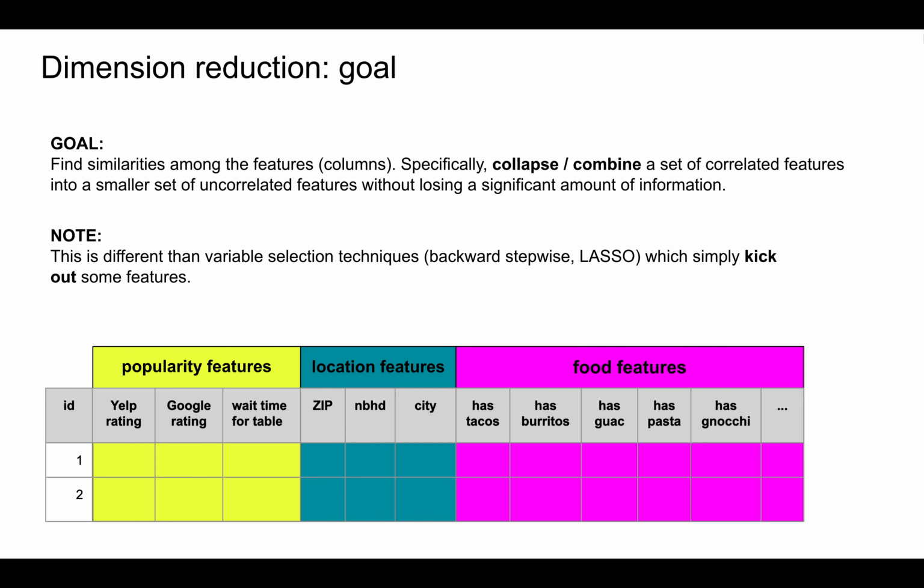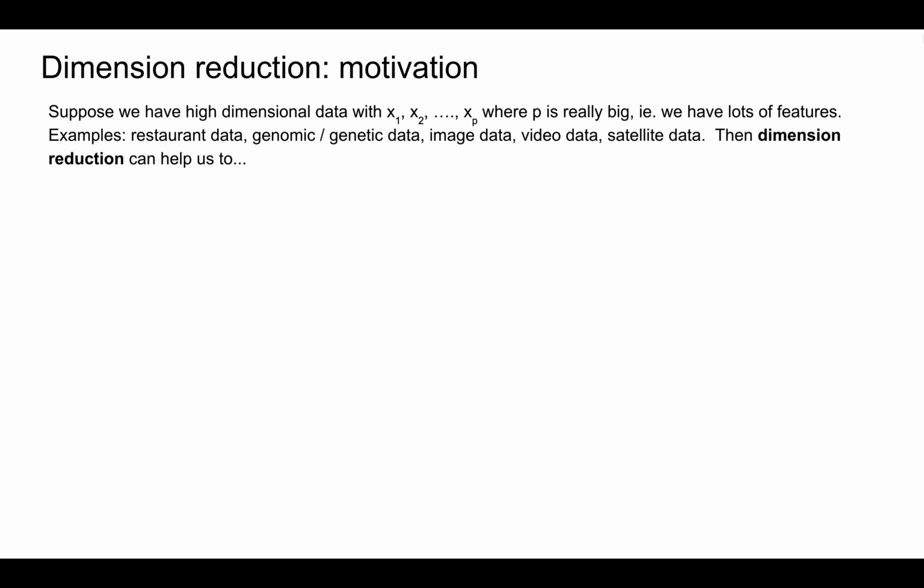Notice before moving on that this is very different than variable selection techniques such as backward stepwise selection and lasso. Those techniques simply kick out some features. What we're talking about here is combining features. In general, suppose we have high-dimensional data with p features, x1, x2, up to xp, where p is really big. That is, we have lots of features.